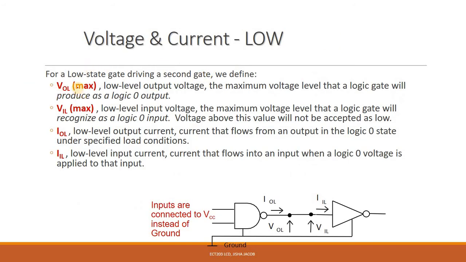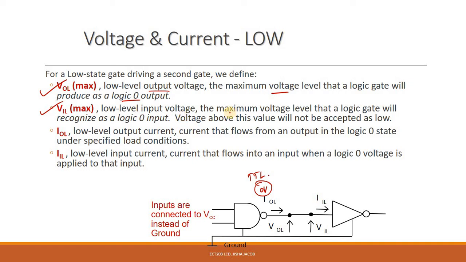For a logic low or 0, the voltage at the output will be VOL. The maximum that is allowed, in this case, was 0 volt for TTL. So the maximum voltage is VOL. That is the low level output voltage, the maximum voltage level that a gate can produce as a logic 0 voltage.